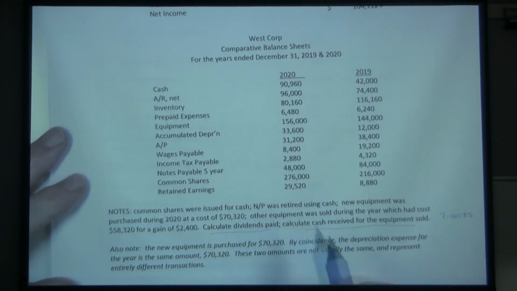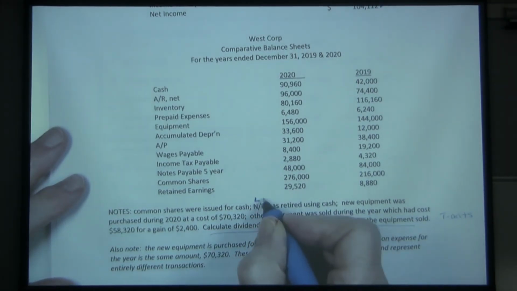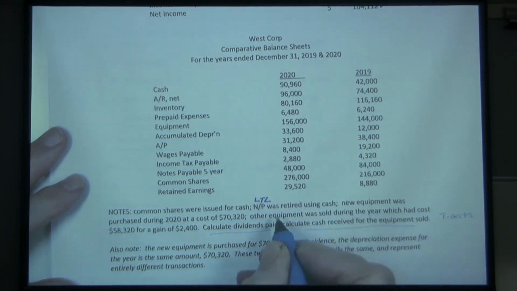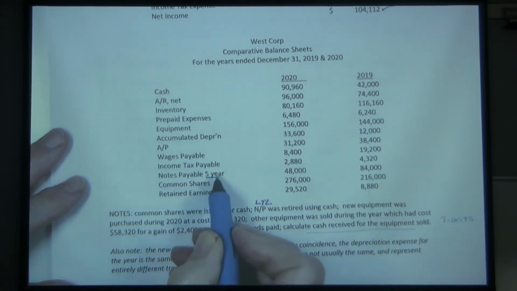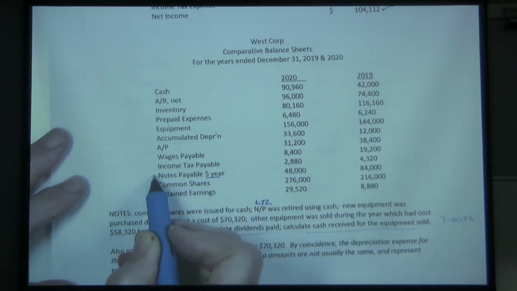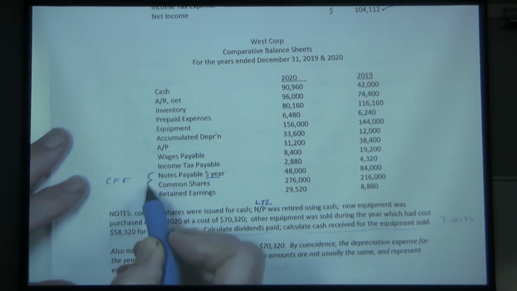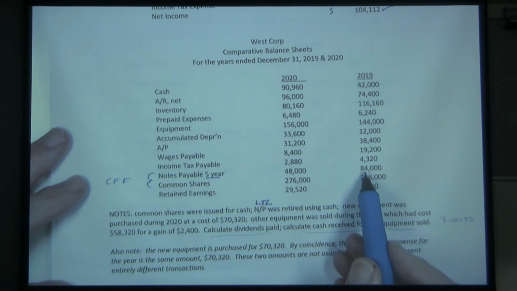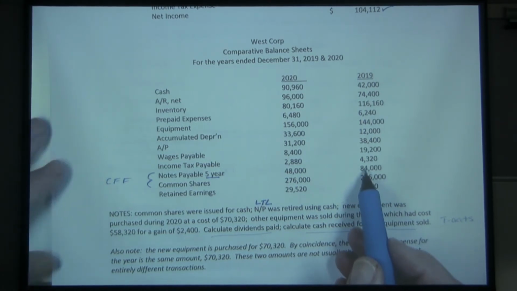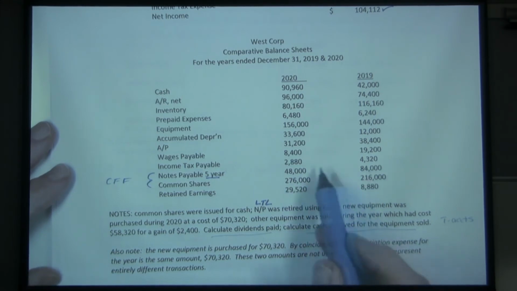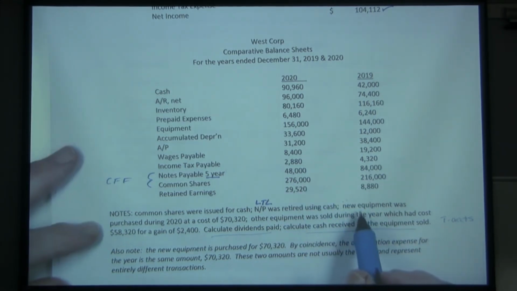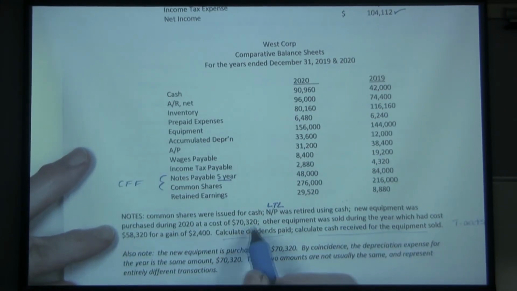In this case, we do have a change in our long-term liability, which is a 5-year note payable. So these 2 items belong in our CFF. And this note payable, there's a big chunk of a note payable that was paid off. So we're going to record that cash flow. New equipment was purchased, and it told us the cost.